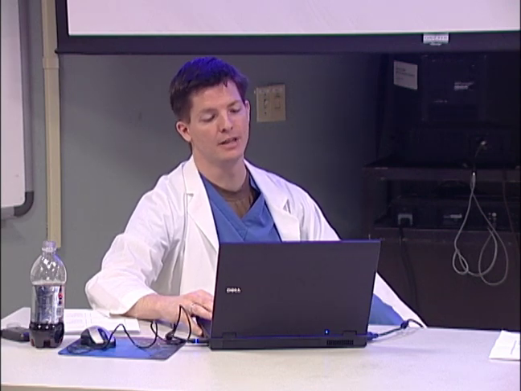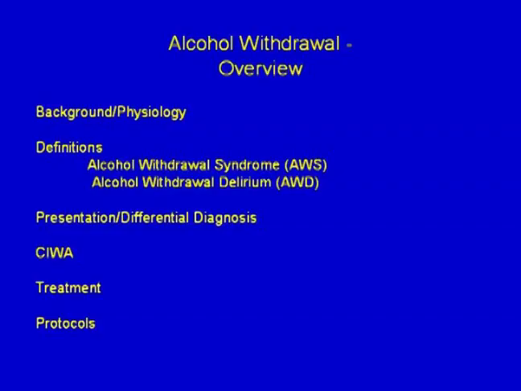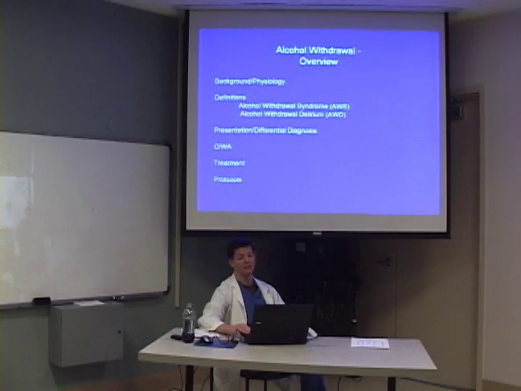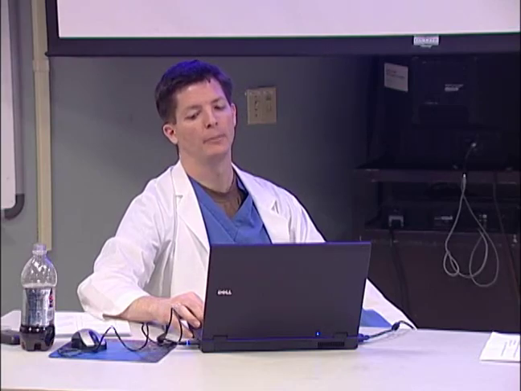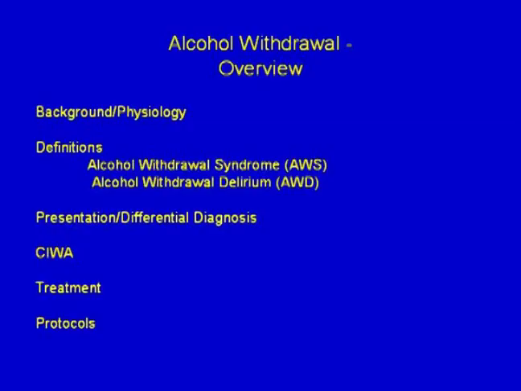I'm going to go over some of the high points about the presentation and differential diagnosis of alcohol withdrawal. Then talk about the CIWA scale, and hopefully you'll leave here with a pretty good understanding of what that is, because we started using that here and we're going to use it more. I'm going to go over some high points about treatment and then end talking about a couple different protocols, one of which is a protocol which we have here in our ICU.